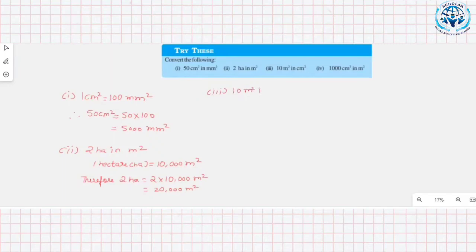Ten meter square in centimeter square. 1 meter square is equal to 10,000 centimeter square. So we will multiply again 10 into 10,000 to get 1 lakh centimeter square.